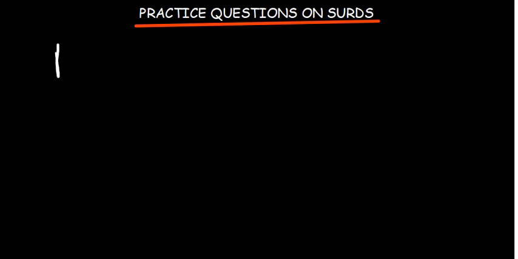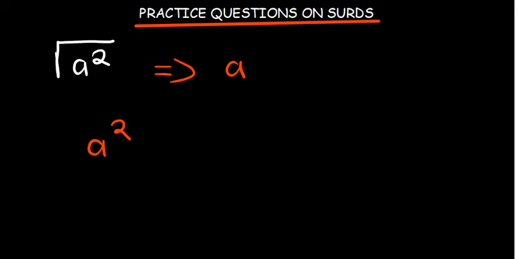So when you have the root of a squared, basically we do understand that this is the same as what? It is the same as a. Because we do understand that a root, the square root, is the same as raising it to the power 1 over 2. So you can clearly see that they're going to cancel out and they will give you a.